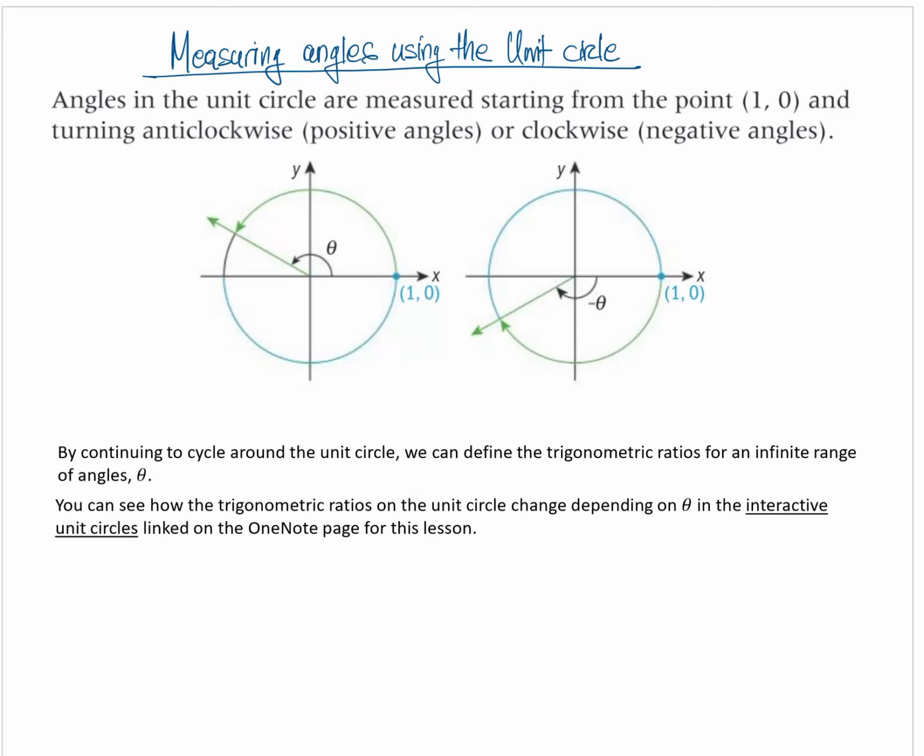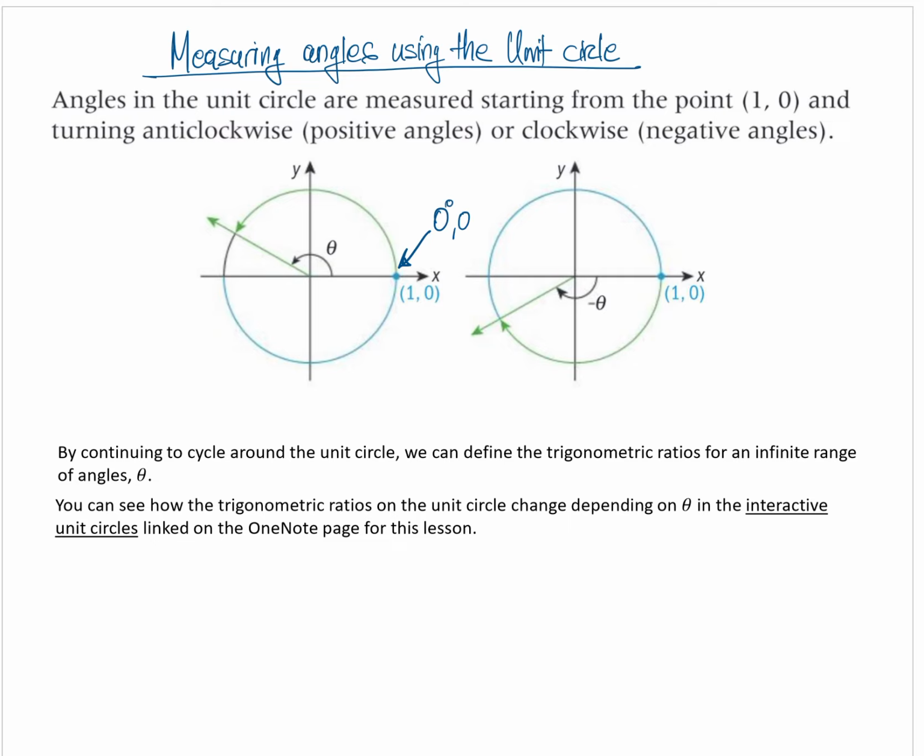Okay, in this video we're going to discuss the measuring of basic angles using the unit circle. But before we get into it, the one thing that you need to understand is that all the angles are measured from the point (1, 0). So that would be the 0 degrees or 0 radian angle.